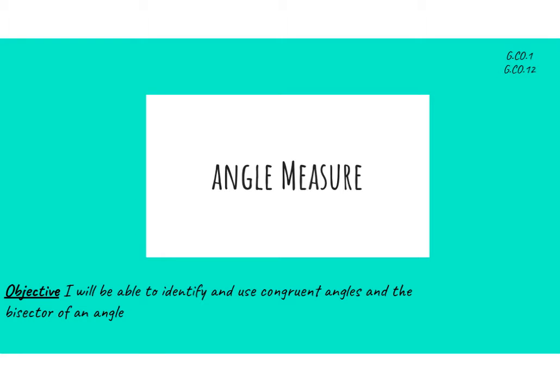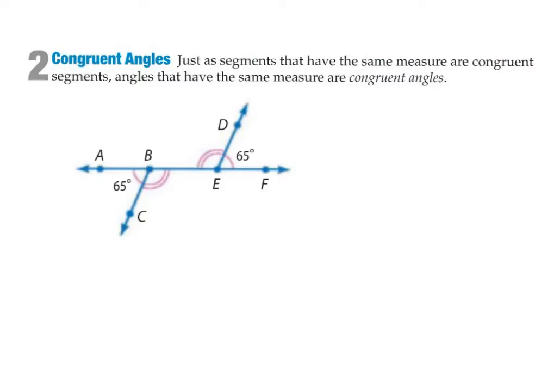angle measure. After watching this video, I will be able to identify and use congruent angles and the bisector of an angle. In geometry, there are specific symbols and words to say that something is equal or the same as. So the special word that we always say in geometry is called congruent or congruence. And we can have congruent segments or congruent angles.